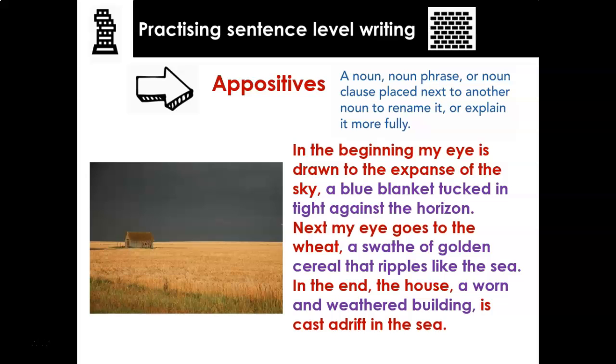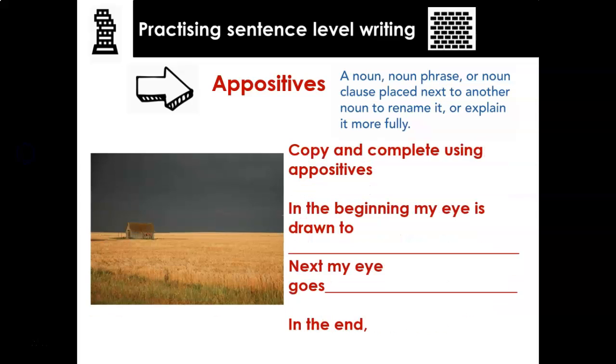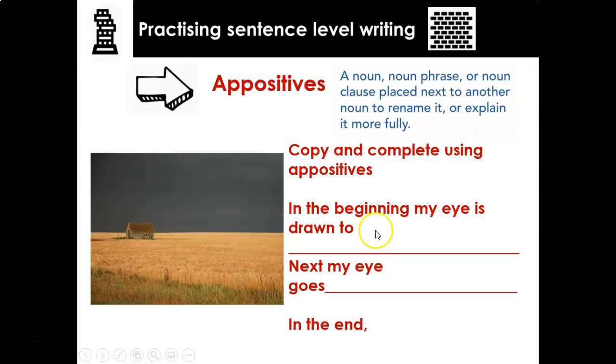So your task, if it's easier to do it this way, is just to copy and complete using an appositive. So for your image, in the beginning, my eye is drawn to, tell me something your eye is drawn to in your image and describe it using your appositive. Next, my eye goes to, choose something from your image and describe it using an appositive. And in the end.